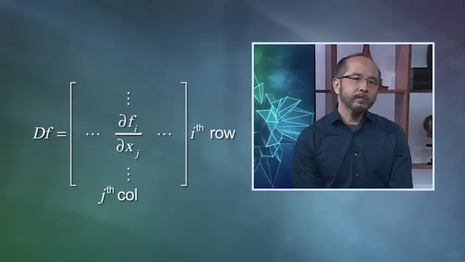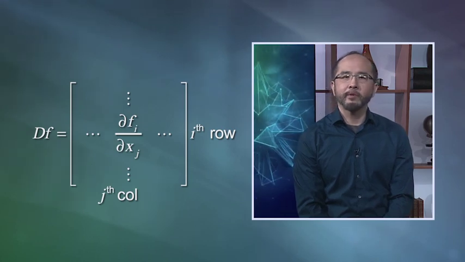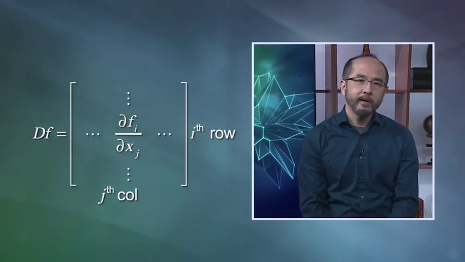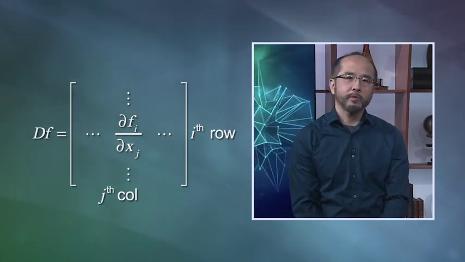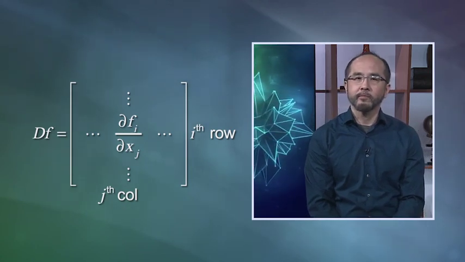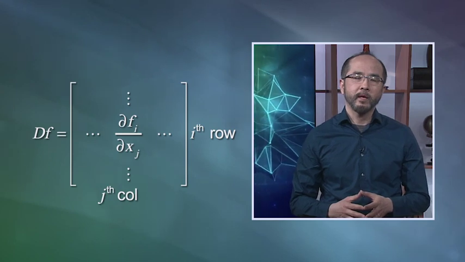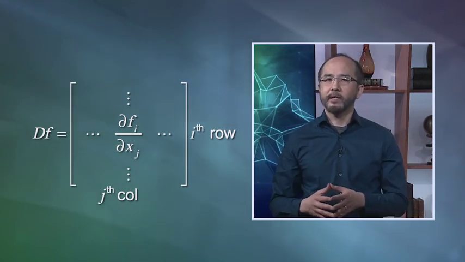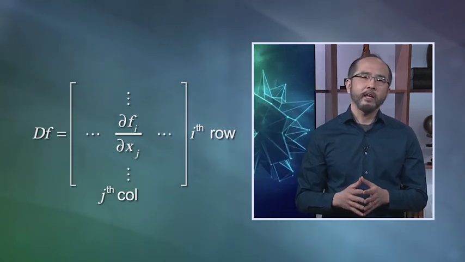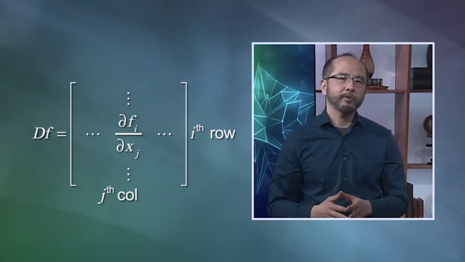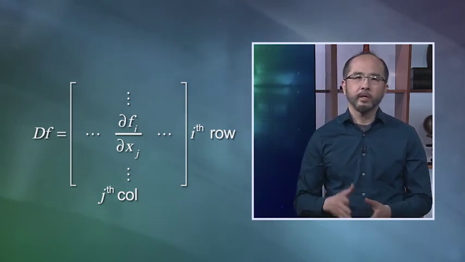One question you might wonder is, what are the entries of this derivative matrix? And that turns out to be very simple. The entry in the ith row and jth column is just the partial derivative of f sub i with respect to x sub j. So we know what the matrix is. If you don't know what a partial derivative is, it's just the usual derivative if you pretend all the other input variables are constant. Let's do an example.